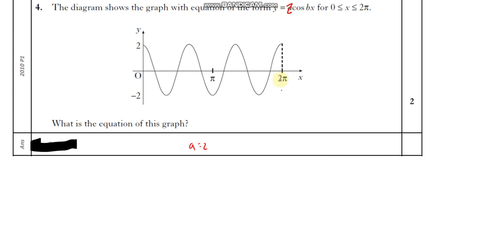And then how many have we got? Well, 2 pi is 360. So we're just counting the waves this time. Okay, so there's 1 wave, there's 2 waves, and there's 3 waves. So B is equal to 3. So that's going to be y is 2 cos 3x. Simple as that. On we go to the next one.